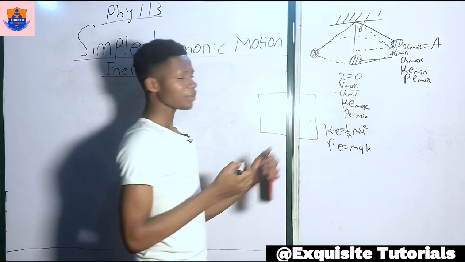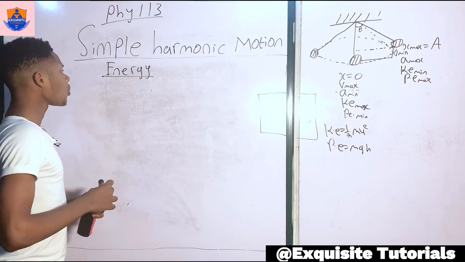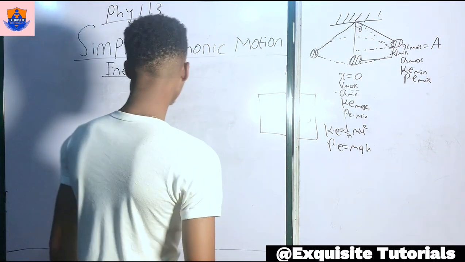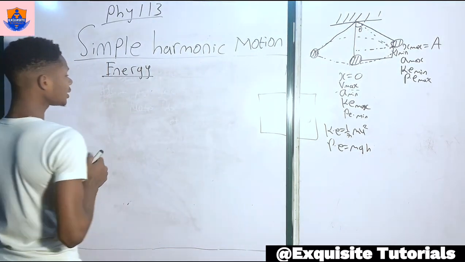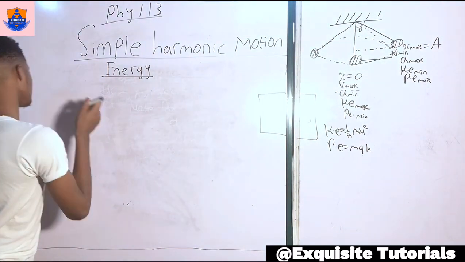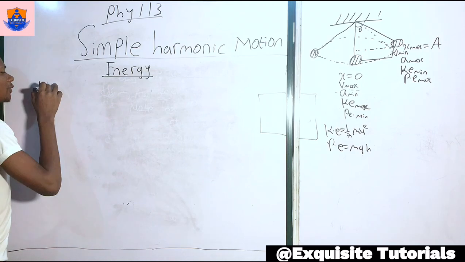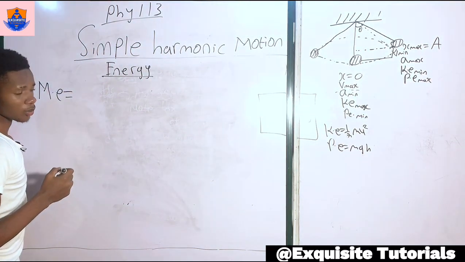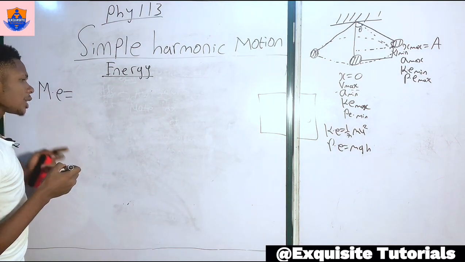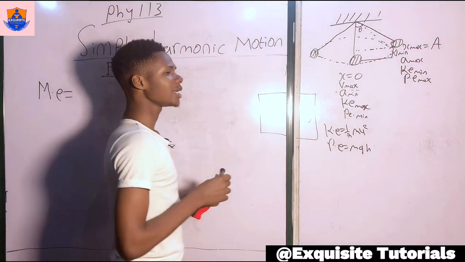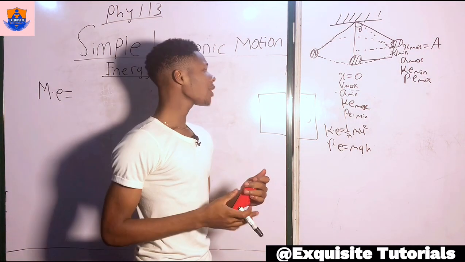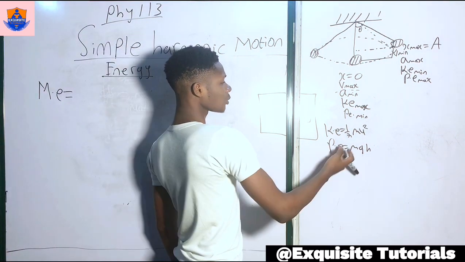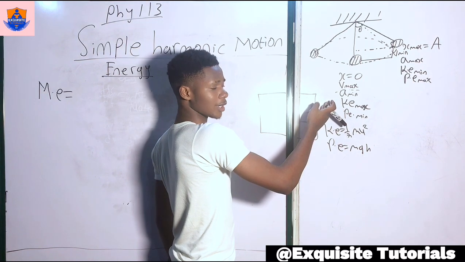So basically, these are the parameters you have to know before we come back to the energy of a simple harmonic motion. Now, for a simple harmonic motion, the mechanical energy is divided into two parts: the kinetic and the potential energy. Okay? And since we say the body has kinetic and potential energy, it cannot have both at maximum at the same point, or both at minimum. One has to be maximum and the other has to be minimum.